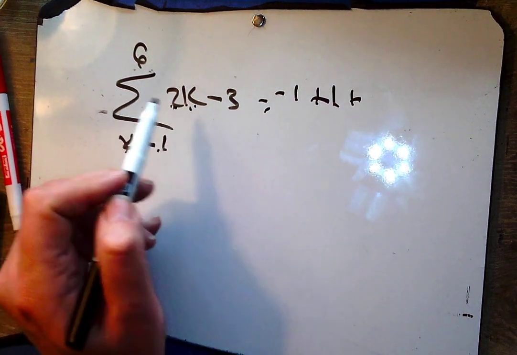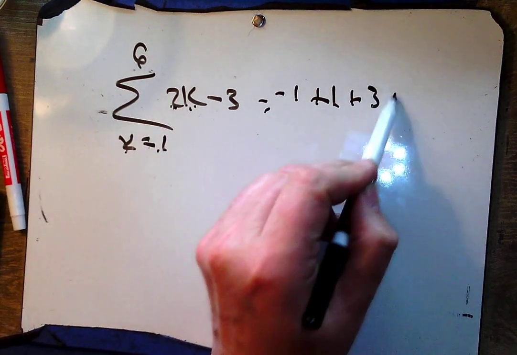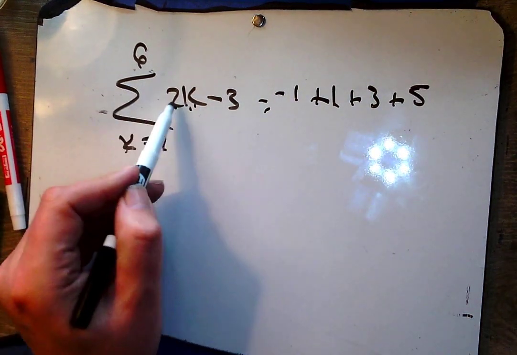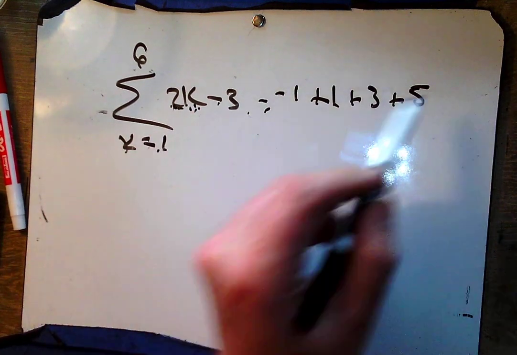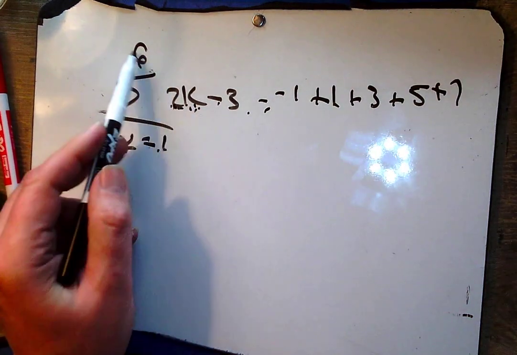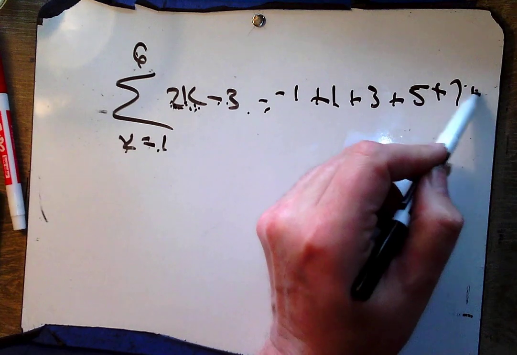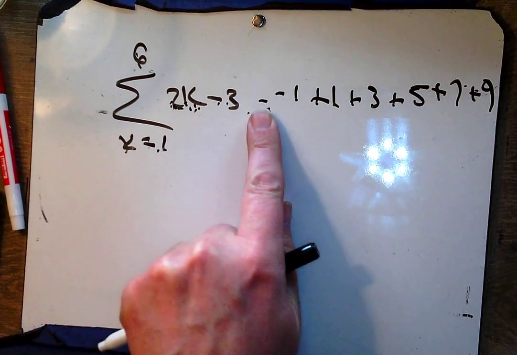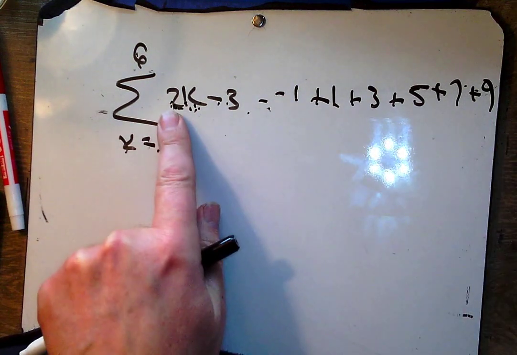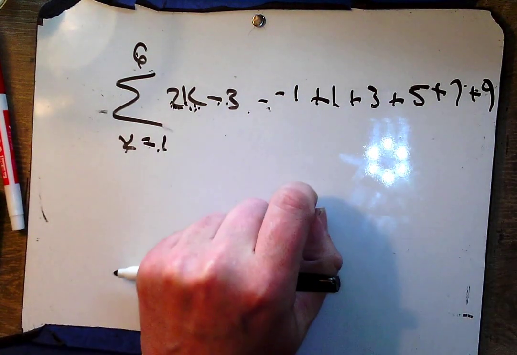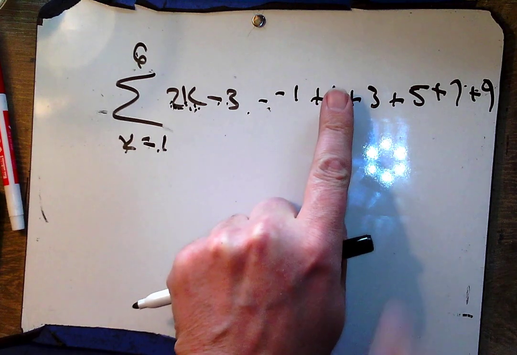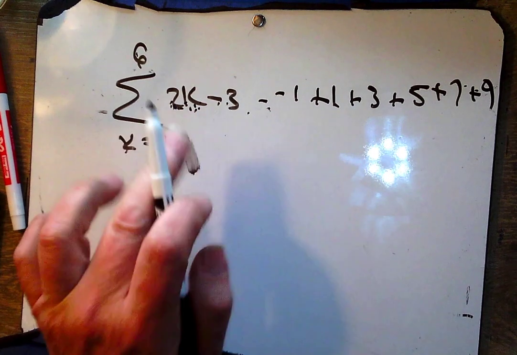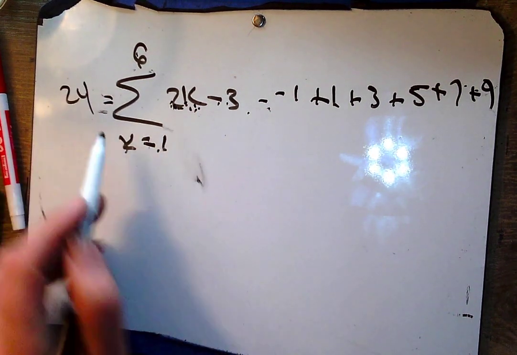I plug in a 3. 6 minus 3 is 3. I plug in a 4. 8 minus 3 is 5. And I plug in a 5. 10 minus 3 is 7. And I plug in a 6. 12 minus 3 is 9. Right? And we can see that sequence from our last video. These are all going up by 2 because that's a times 2. And what's my sum equal to here? 16 and 8 is 24. So this sigma is 24.